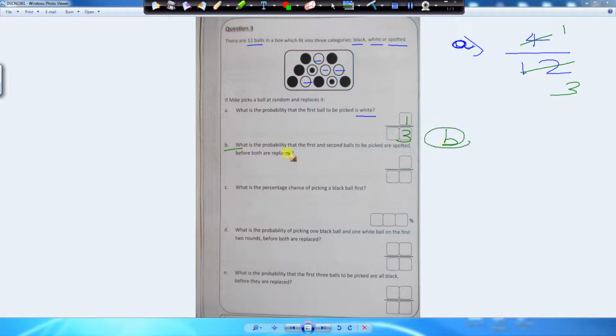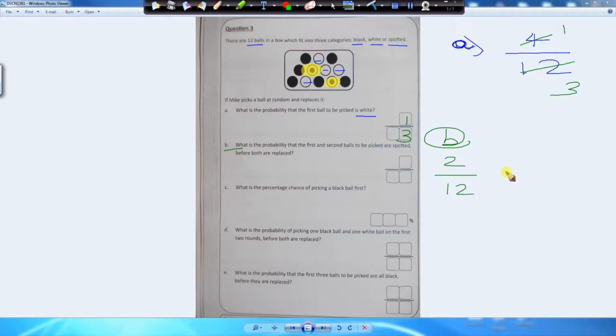Question B now. What is the probability that the first and second balls to be picked are spotted before both are replaced? Okay, right. So the probability of the first ball being spotted, how many spotted balls do we have? 2. So where are they? They are this one here and that one. So let's have a look at the mathematics. So we have 2 out of 12 is the probability of the first ball being spotted.